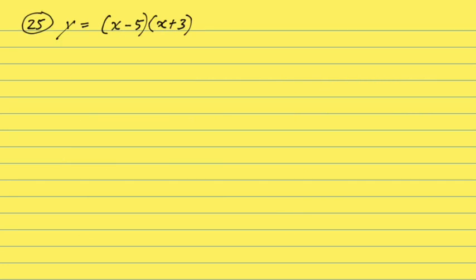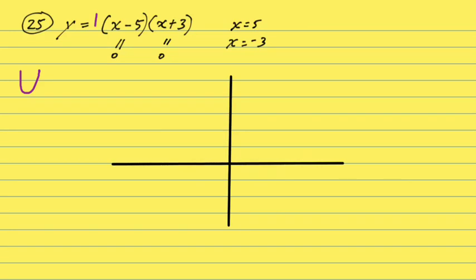We have number 25. This is another one where it's in vertex form. What makes this 0 is going to be your intercept. So it's going to be x equals 5 and x equals -3. Because A is a +1 means it will open upward. So I have to make my intercepts at 5 and -3. So 1, 2, 3, 4, 5. So that is 5, 0, 1, 2, 3, negative 3, 0.